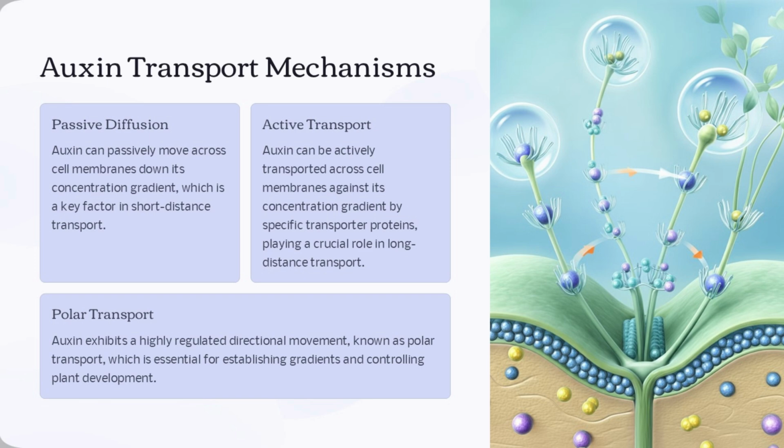This slide covers the three main mechanisms by which auxin is transported within the plant. Passive diffusion allows auxin to move down its concentration gradient across cell membranes, driving short-distance transport. Active transport uses specialized proteins to move auxin against its concentration gradient, enabling long-distance transport. Polar transport is a highly regulated directional movement of auxin that is essential for establishing concentration gradients and controlling plant development. Understanding these transport mechanisms is crucial for understanding how auxin coordinates growth and responses throughout the plant.